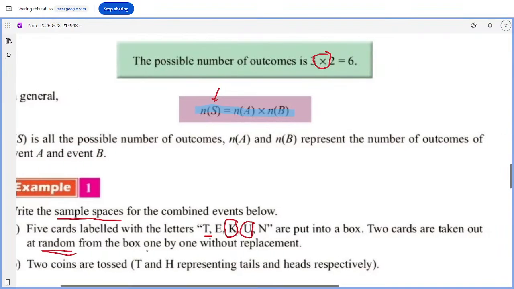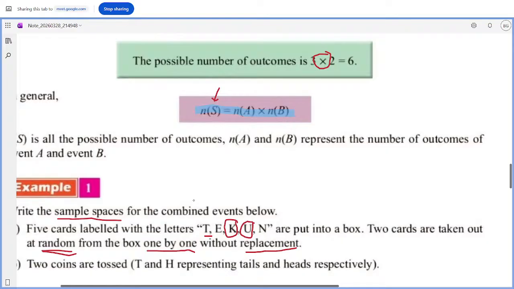And then one by one, they take it out one by one. It means you don't take 2 cards at the same time. You take the first card, then you take the second card. You can see it's very specific. Okay, and then they say without replacement. It means when you take the first card, you cannot put it back inside. You take the first card, it's already out. Then you take the second card.